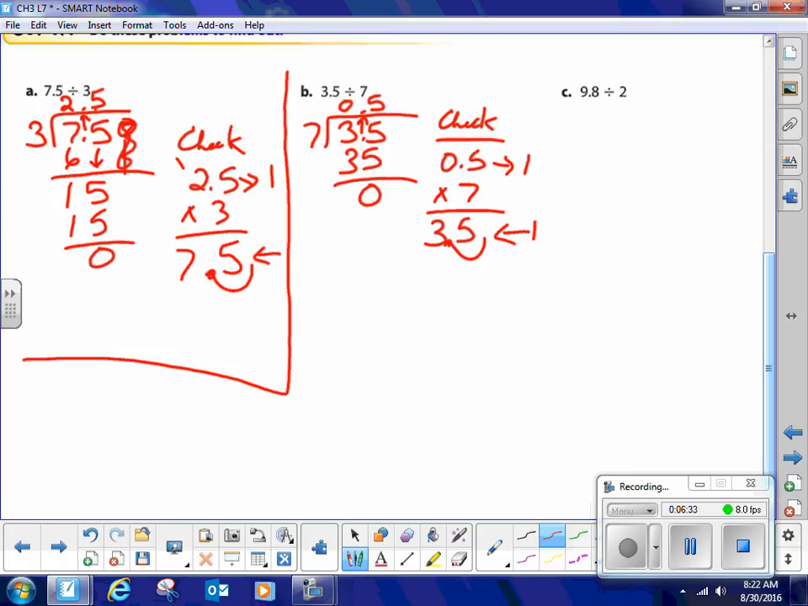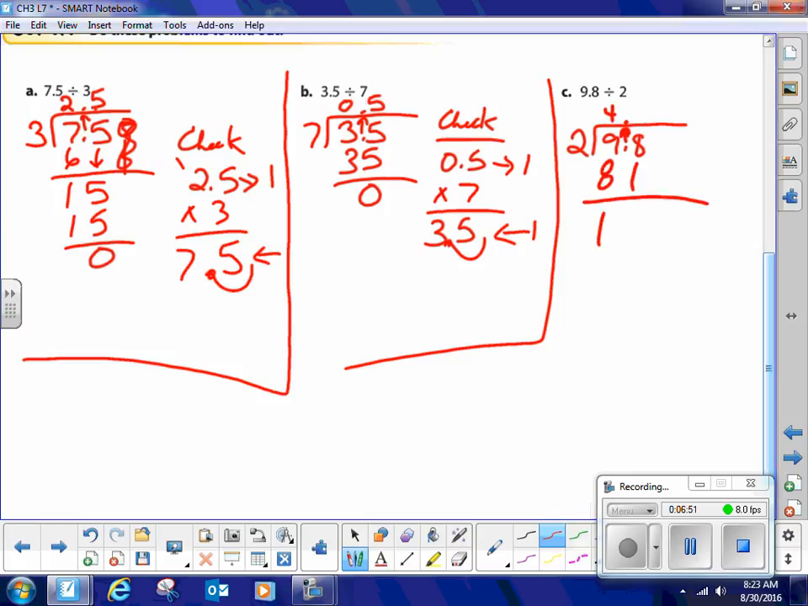We're going to do 9.8 divided by 2. We set up the problem first. 2 into 9.8. Okay? Bring the decimal straight up. Place it. 2 goes into 9 how many times? 4. 4 times 2 is 8. Bring down the 8. 2 goes into 18 9 times.